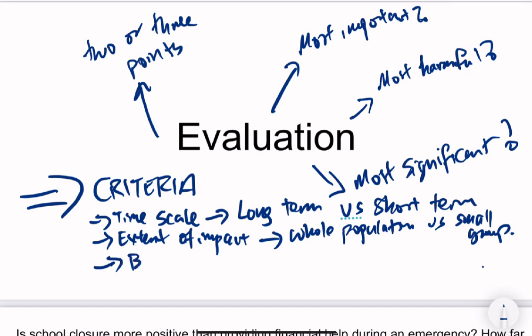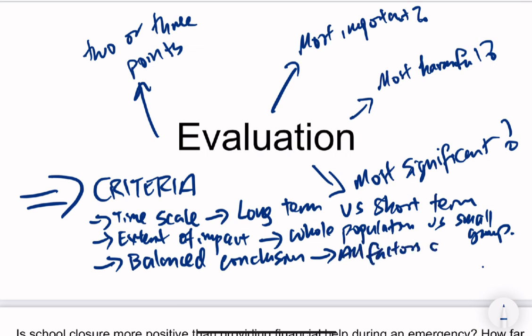Of course, there are some who want to try a balanced conclusion. Meaning to say that of these 2 or 3 points, all these 3 points are equally important in explaining this issue. These 3 points are equally important in explaining the impact. These 3 points are equally important to talk about the reasons for the rise of this person. So, balanced conclusion. All factors are equal.